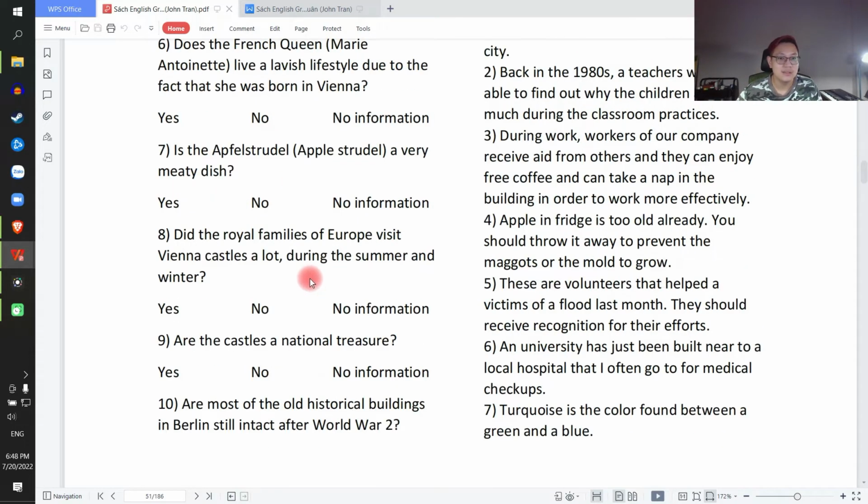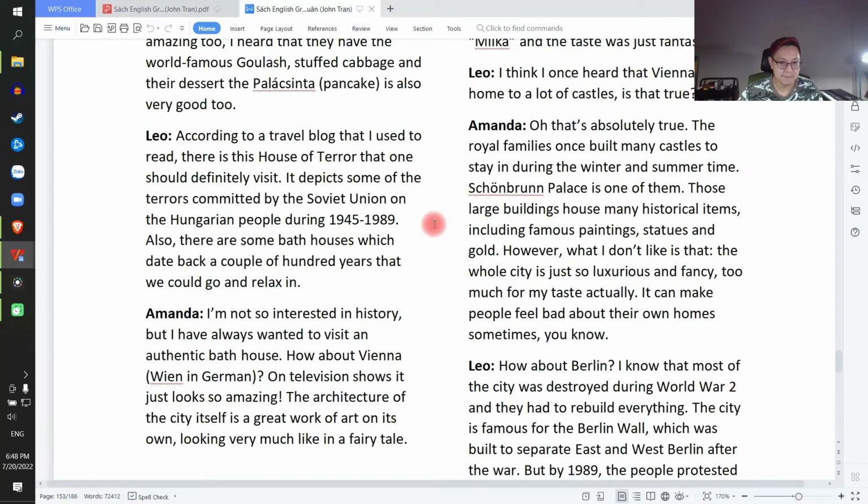Number 8. Did the royal families of Europe visit Vienna Castle a lot during the summer and winter? Những gia đình hoàng gia của châu Âu có viếng thăm những cái pháo đài của Vienna rất nhiều không trong mùa hè và mùa đông? So you have to see in this question, do they visit those Vienna castle a lot? And also the royal families of Europe, do they do that?